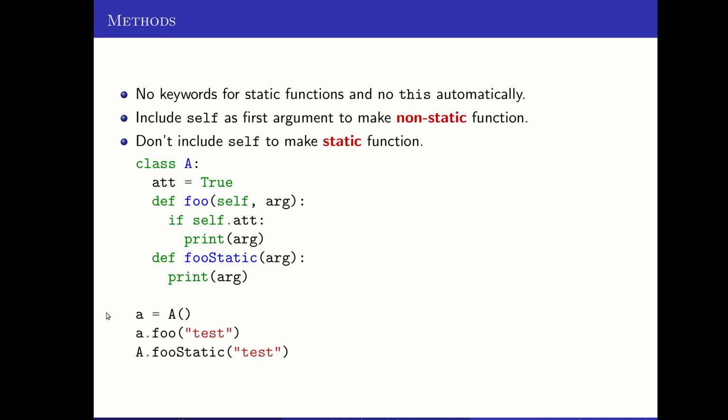So down below, I've created an a object that's called lowercase a. I call the non-static function by calling lowercase a dot foo, and I give it a string. And I call the static one by using the class name capital A dot foo static, and I give it a string. So these parts are done implicitly, and it can be very easy to make mistakes and create a static function when you meant to create a non-static one, or vice versa.